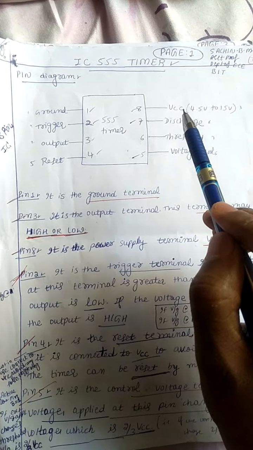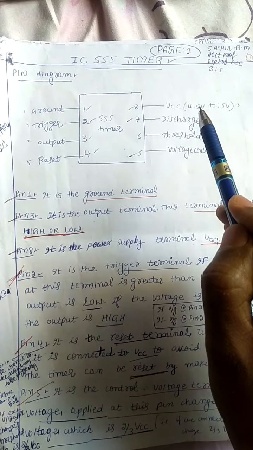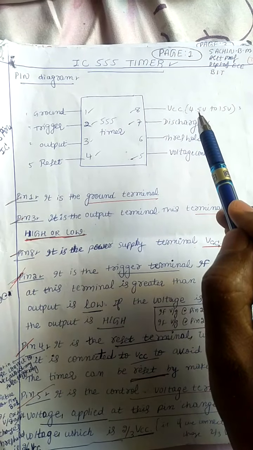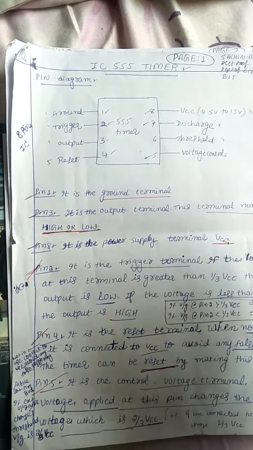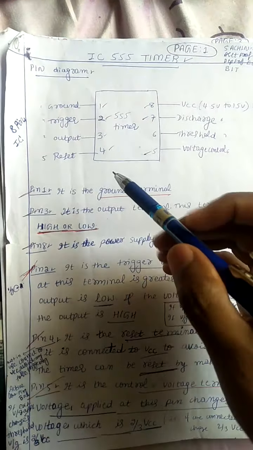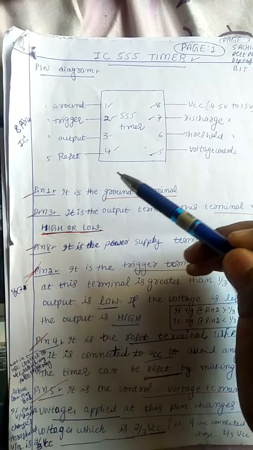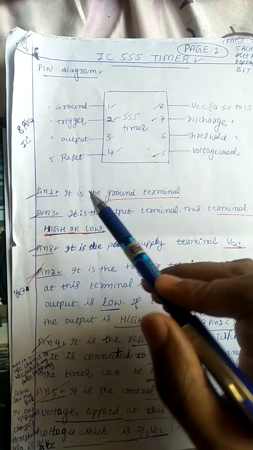Supply voltage. The supply voltage you can give 5 volts or you may give 15 volts. So we will study each pin in detail.